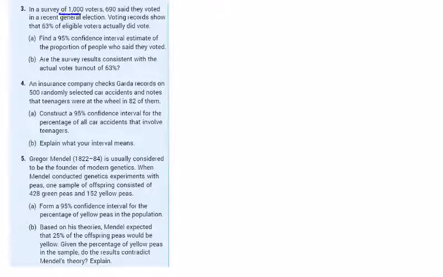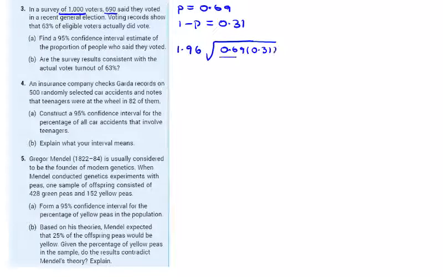More population proportion questions. 1,000 voters, 690 said they voted. So P is equal to 0.69, and 1 minus P is equal to 0.31. So 1.96 by the square root of 0.69 by 0.31 divided by n, which is 1,000, is going to give me a value of 0.03.